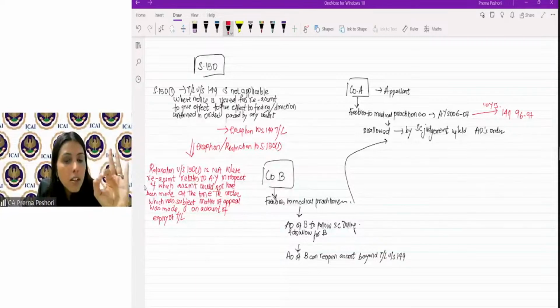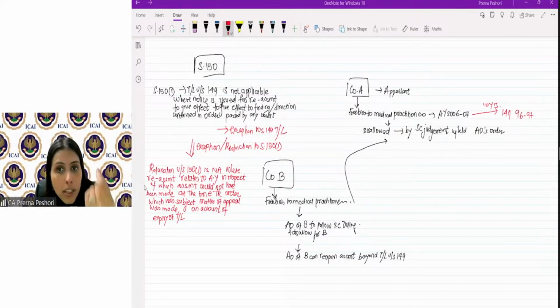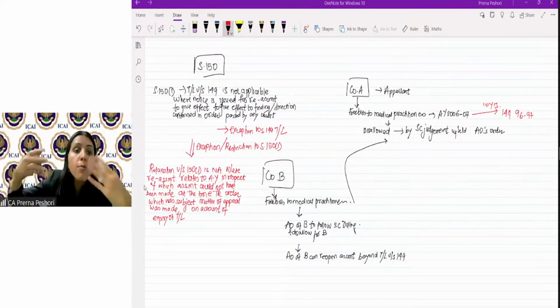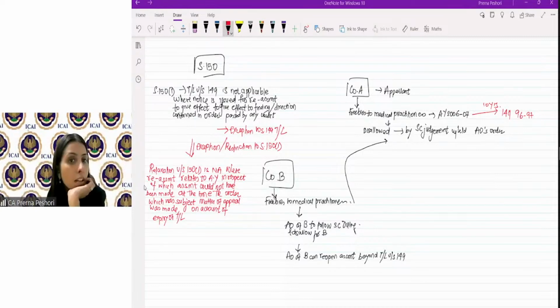Time limit under 149 will not be applicable. Are we clear? And then 150 subsection 2 is saying that 151 will not apply where the time limit has already expired for the year for which the order is passed. Up till that year, if the time limit has already expired for the earlier years, then for those years the reassessment cannot be opened.